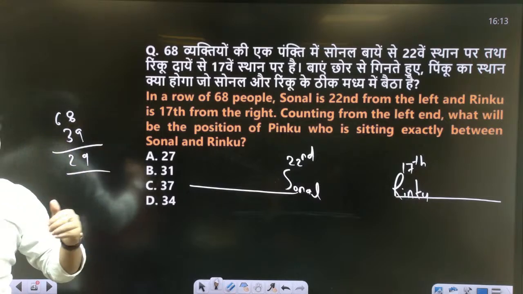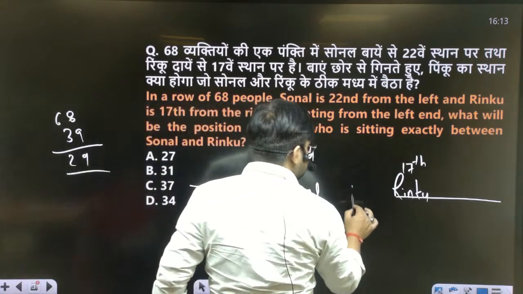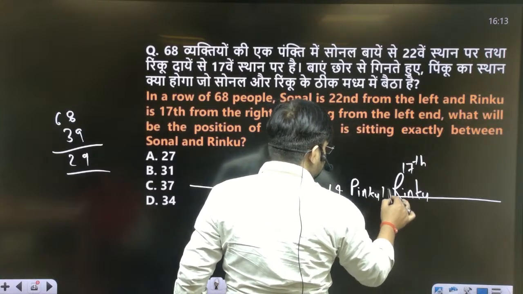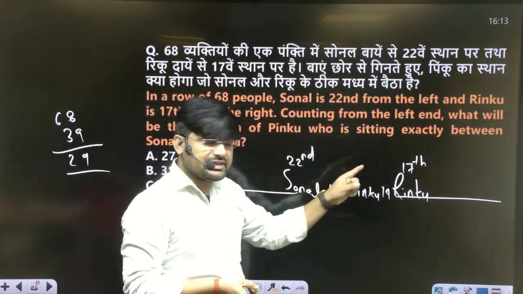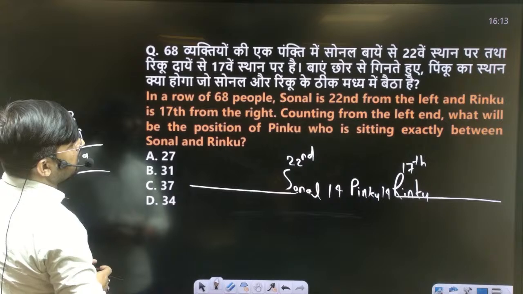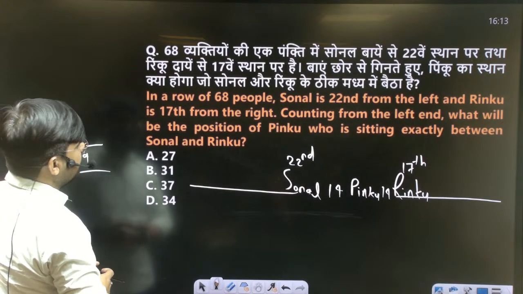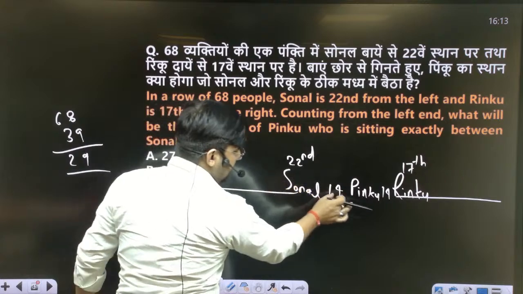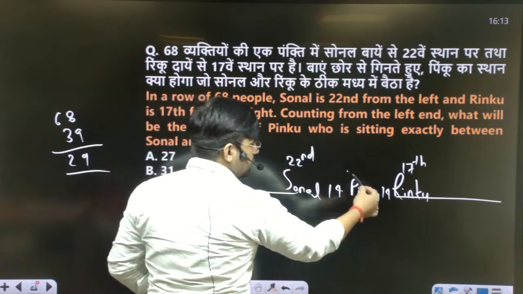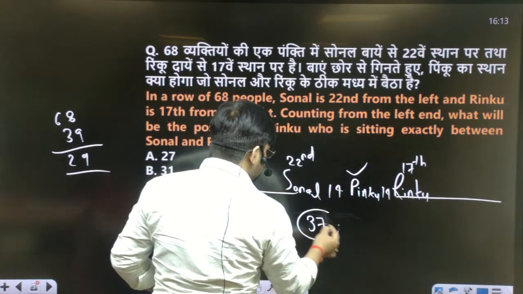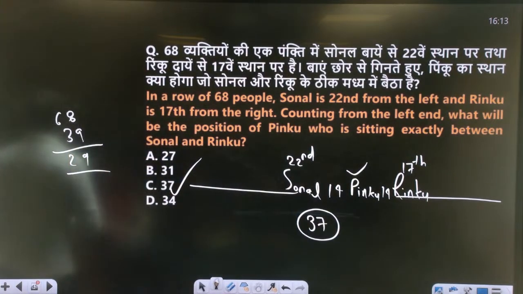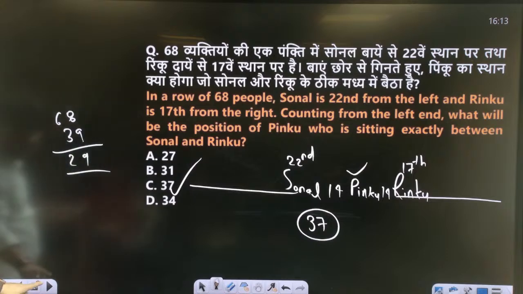Pinku is exactly sitting between these two persons. So 14 people are sitting between Pinku and Sonal, and 14 also between Rinku and Pinku. So what is the rank from the left hand of Pinku? 14 plus 22 is 36. 36 plus 1, it's 37. 37 is our correct answer. Is it clear? Any doubt? Good. Shabash.